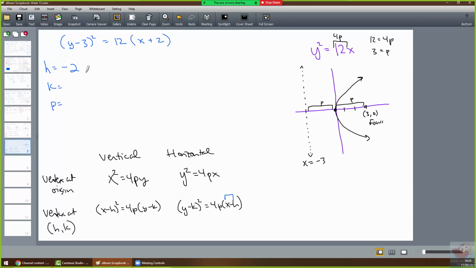K is always with y. The generic form is y minus k. We have y minus 3. What is our k? 3. Excellent. And as before, the linear coefficient is 12. The linear coefficient is always for p. So one more time, p is 3.